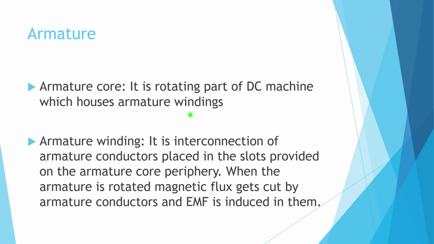Next is armature winding. It is the interconnection of armature conductors placed in the slots provided on the armature core periphery. When the armature is rotated, magnetic flux gets cut by the armature conductors and EMF is induced in them. So the main function of the armature winding is generation of EMF, and it is also important for doing useful work in the external circuit.